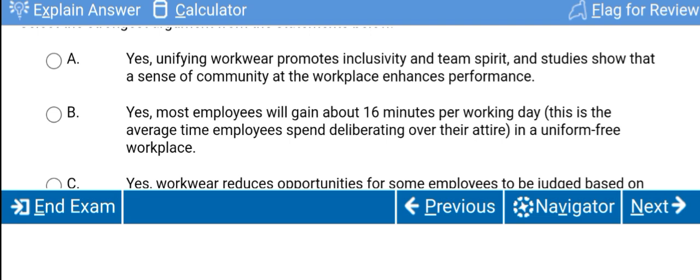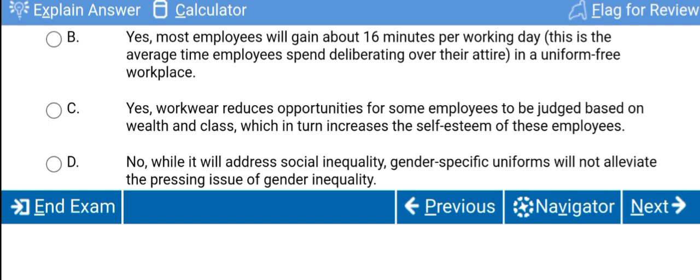Option B, yes. Most employees will gain about 16 minutes per working day. This is the average time employees spend deliberating over their attire in a uniform-free workplace. Option C, yes. Workwear reduces opportunities for some employees to be judged based on wealth and class, which in turn increases the self-esteem of these employees.